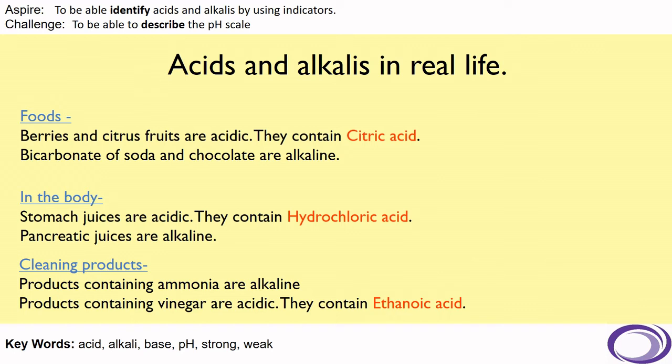Now, we already mentioned earlier that there are some acids and alkalis that we may use in real life. Some of them are found in foods. So berries and citrus fruits are actually acidic. They contain an acid called citric acid. Bicarbonate of soda and chocolate are alkaline substances. Our body uses acids and alkalis. There are acidic stomach juices, and they actually contain hydrochloric acid, and pancreatic juices are actually alkaline.